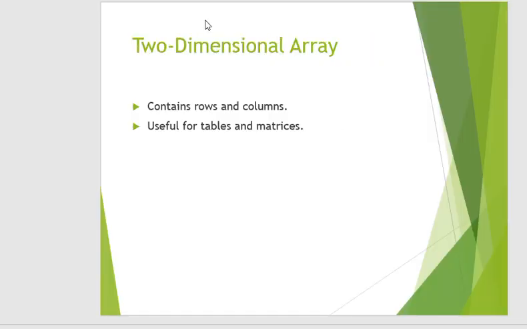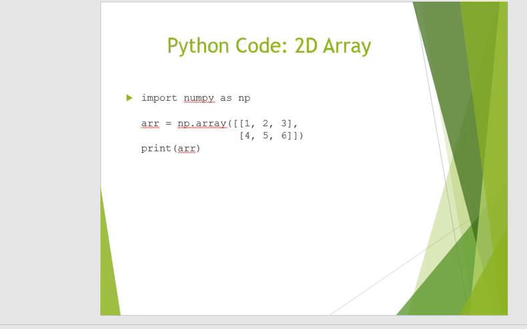Two-dimensional array. Now when we talk about a two-dimensional array, a 2D array contains rows and columns. It is commonly used for storing tables, matrices and structured data. How to go with it? There is one way, that is using Python, using a nested list. So I have imported, and then this is a nested list, and that is passed.